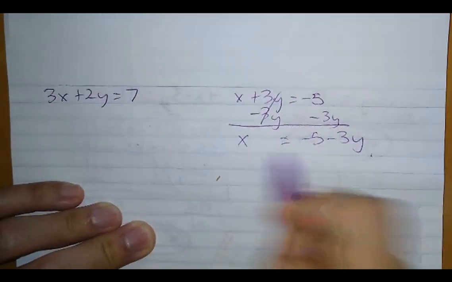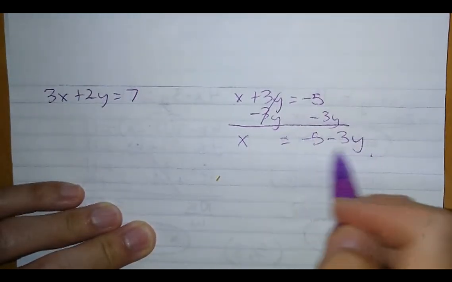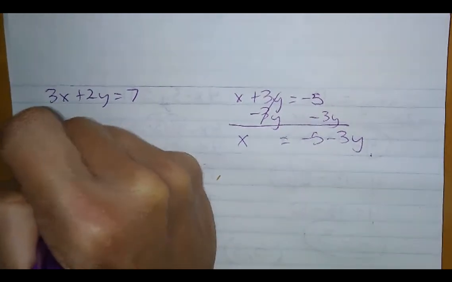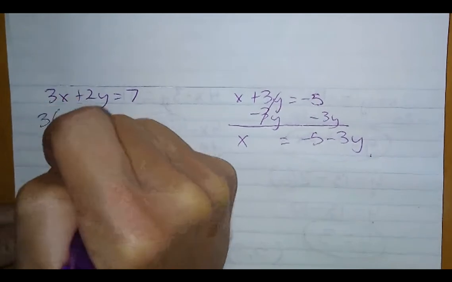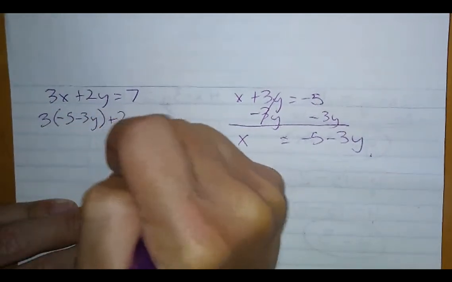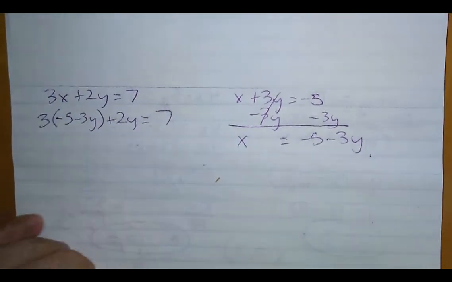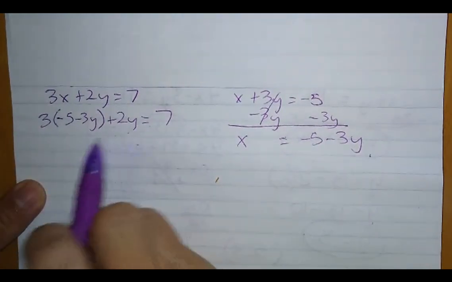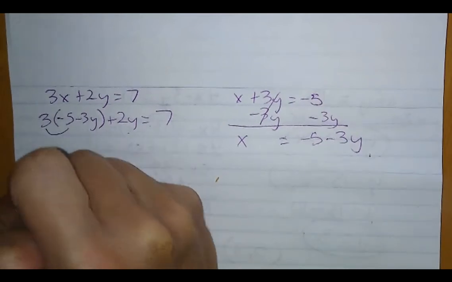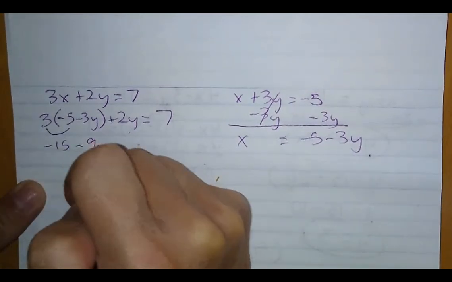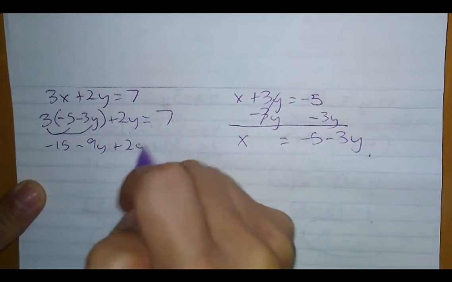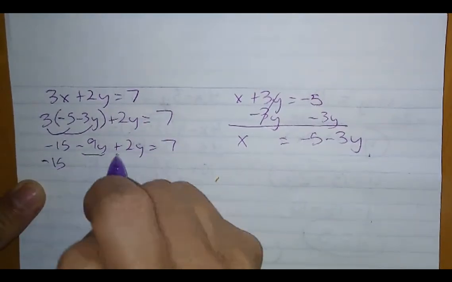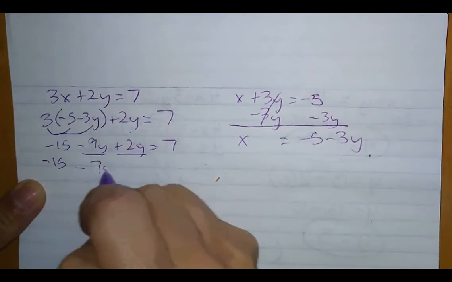Okay, so now we have a variable by itself. This expression, we are going to substitute for x in the other equation here. So in place of x, we're going to put negative 5 minus 3y. Now we have an equation that has only one variable. So now we can solve. Negative 15 minus 9y plus 2y equals 7. We can combine the terms. That's a negative 7y.